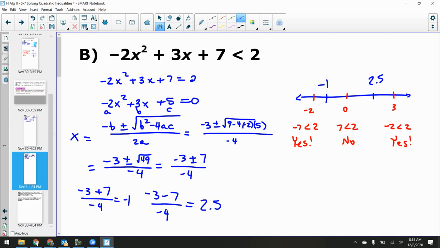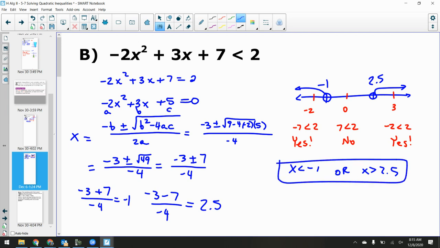So that means my solutions, now these are open circles, are over here or over here. And wherever I get a yes, that's where the solutions are. So we can say x is less than -1. Oops, sorry, -1, not -7. What am I doing? -1. And since these point out, I'm going to say or x is greater than 2.5. If it were to point in, you would just write it as an and inequality instead of an or inequality. Questions there?